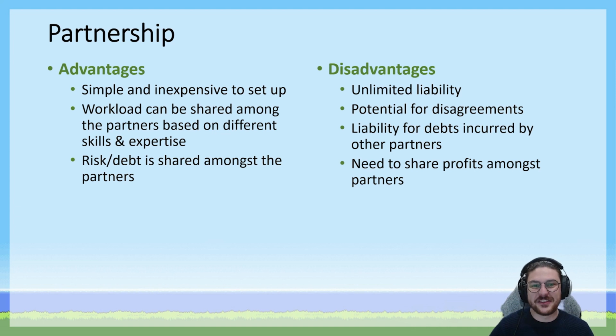However, and here the disadvantages are quite similar to a sole traded business, that unlimited liability is still a bit of a risky prospect for business owners. There's the potential for disagreements with your partner now that you have to share. There's also the possibility that you'll end up being responsible for debts incurred by other partners. And finally, while it was an advantage that you didn't have to share with a sole trader, it's a disadvantage that you might have to share if you are in a partnership.